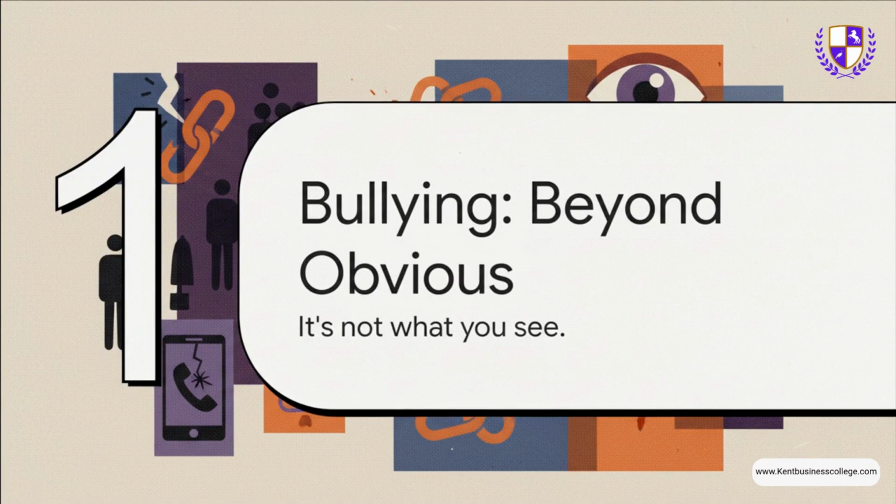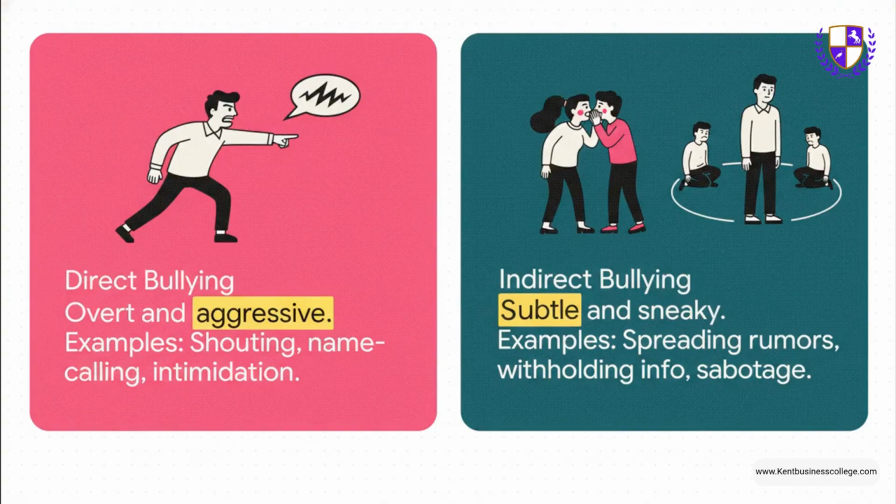The key thing to get here is that bullying basically has two faces. You've got the one that shouts, and you've got the one that whispers. First up, you've got direct bullying. This is the loud, aggressive behavior that's pretty easy to spot. The shouting, the name-calling, it's right there. But then there's indirect bullying. This is the sneaky, subtle stuff, spreading rumors, conveniently forgetting to include someone on a crucial email, or even sabotaging their work. It's so much harder to prove.